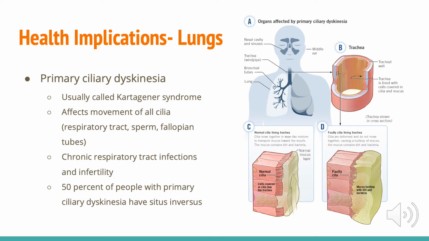Primary ciliary dyskinesia affects the cilia in different areas of the body, such as in the respiratory tract, in sperm cells, and in the movement of eggs in fallopian tubes. In turn, these areas containing cilia are affected, causing chronic respiratory tract infection and infertility. 50% of people with primary ciliary dyskinesia also have situs inversus.